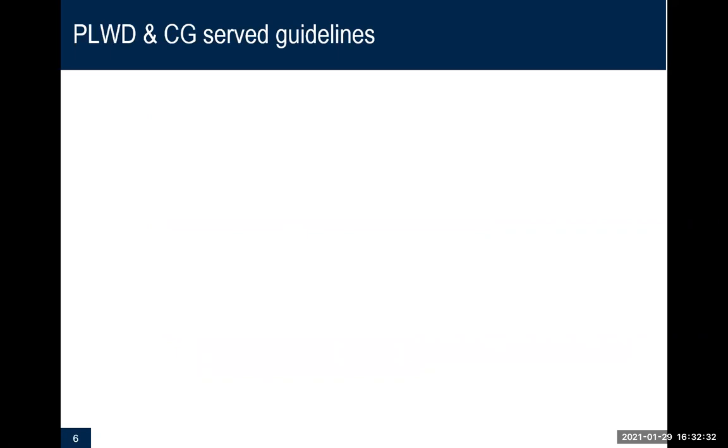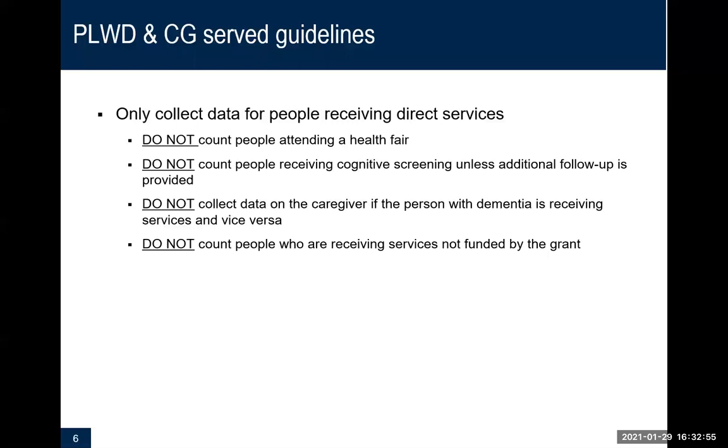So now we'll spend a little time talking about the first worksheet, which is where you report data on people living with dementia and their caregivers. There are some important points to be aware of. First, you only need to collect data for those people who you provide direct services to. There are lots of types of project activities that don't count as direct service. These can include things like outreach events, health fairs, presentations to local community organizations with a purpose of raising awareness of the project and its services, or basic cognitive screening activities that don't include other associated support services.